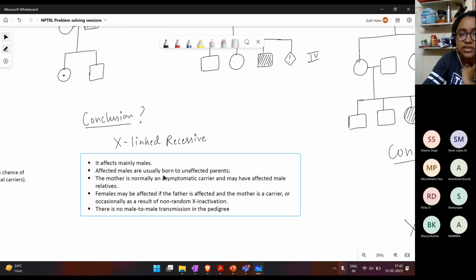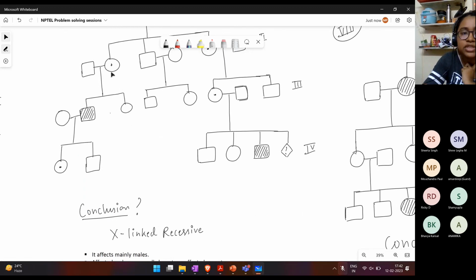Then affected males are usually born to unaffected parents. Yes, the mother is a carrier, so the defective allele is getting transmitted to the male. So yeah, the conclusion is correct. The given pedigree is X-linked recessive. Okay.